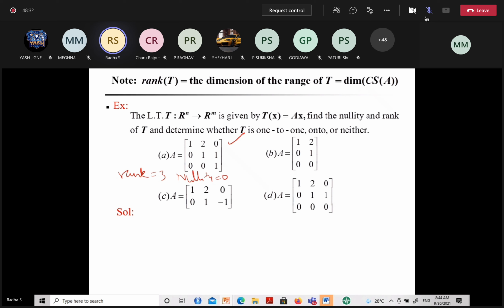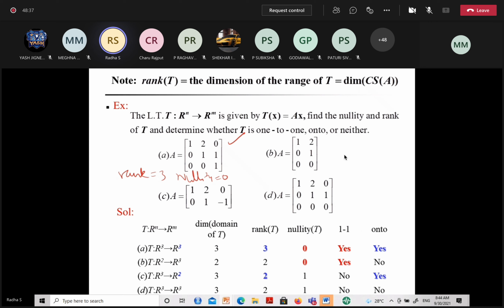Right? So we'll proceed tomorrow. It's time already. So the first mapping is 1 to 1. Is it onto? Okay, we'll check tomorrow. Time is up already. We'll do it tomorrow.